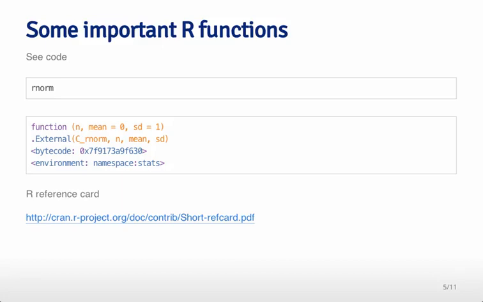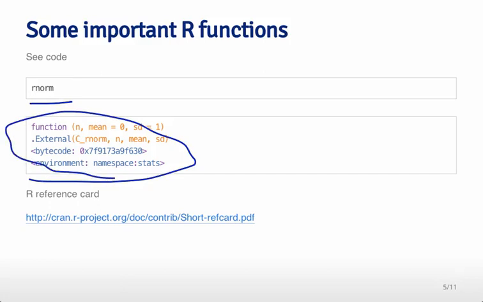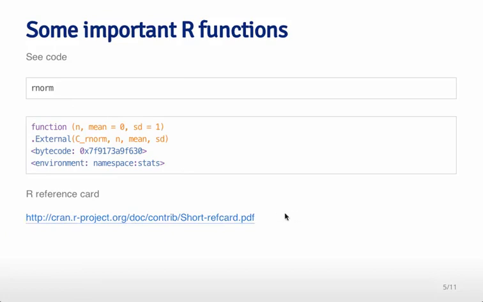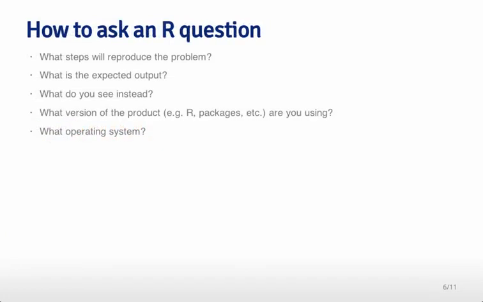And so what you see here is if I type rnorm like this, then what I end up getting out on the R console is actually this right here. I get out sort of all the code that corresponds to that function. You can also see this link here to a reference card with a lot of helpful R functions.